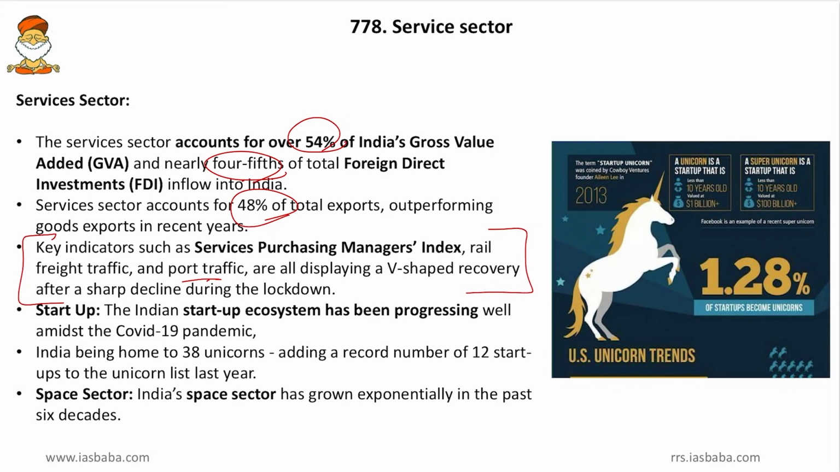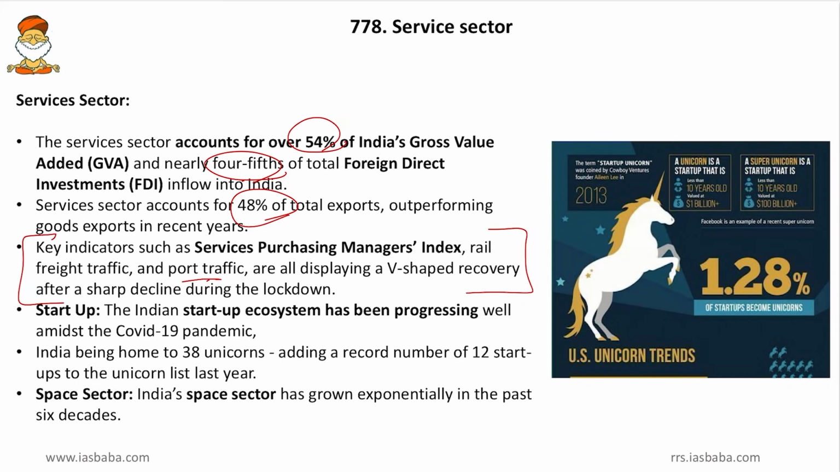Then the startups. Friends, the Indian startup ecosystem has been progressing well amidst the COVID-19 pandemic. The startup industry is also recovering faster. India is home to 38 unicorns, adding a record number of 12 startups to the unicorn list last year.